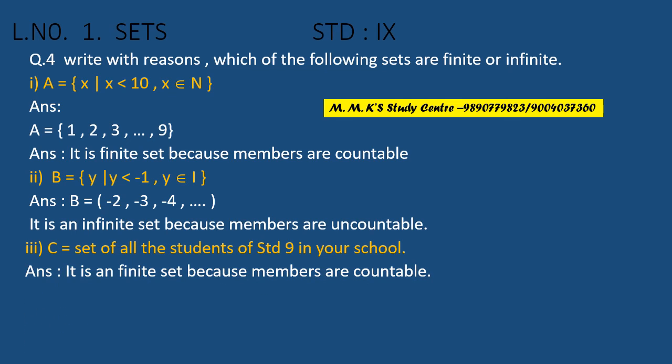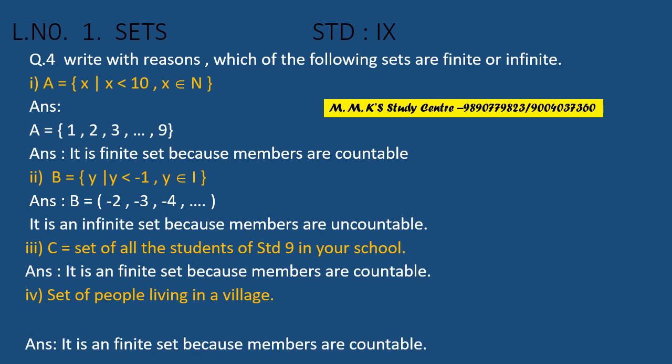We'll go for the C set. Third question, C is a set of all students of standard 9th in your class. Which students are present in our class is known by everyone. And that's why this is a finite set, because members are countable or members are known.